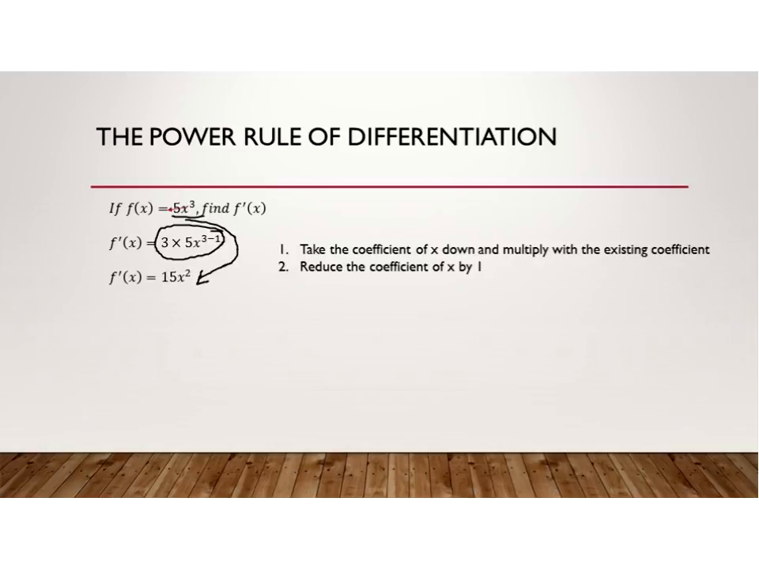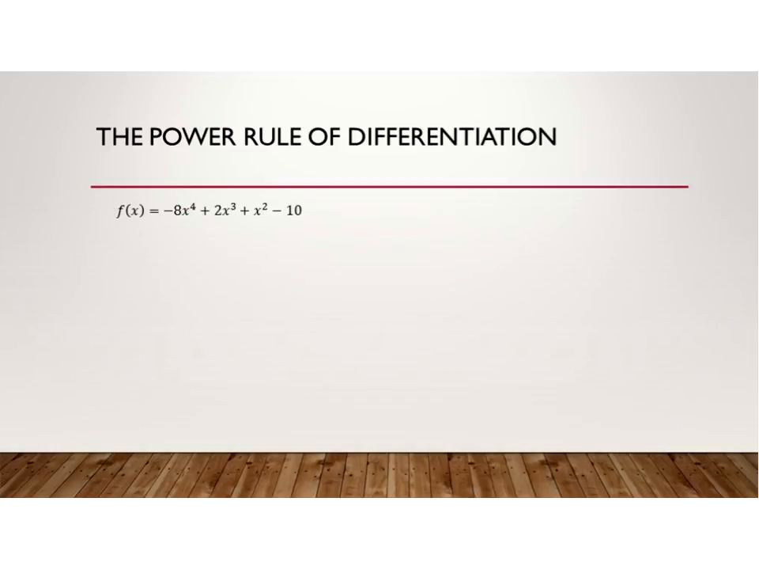So, the derivative of 5x cubed, therefore, is 15x squared. Let's have a look at this one. What I want you to do for me is to write down, we'll do it term by term, the derivative of only the first term. Don't worry about the rest of it, just what's the derivative using the power rule of minus 8x to the 4th? Minus 32x cubed.